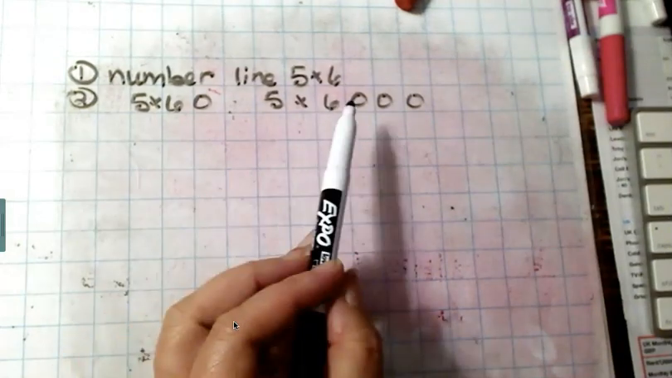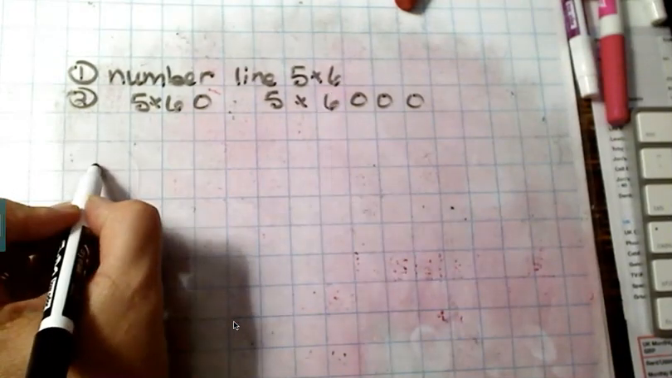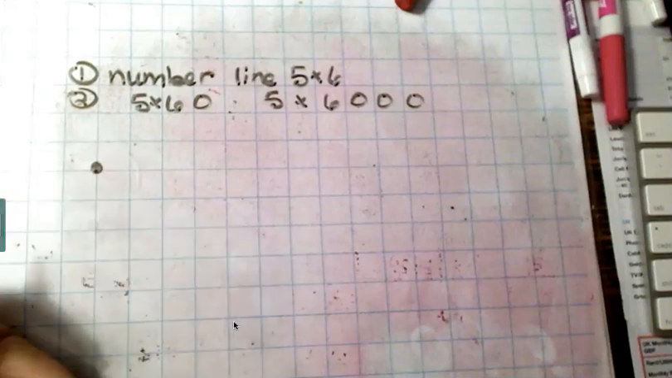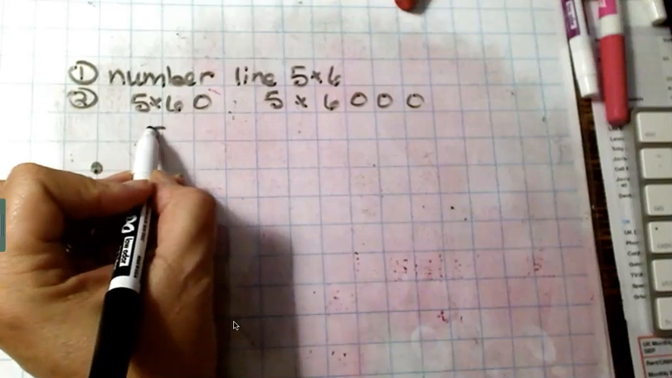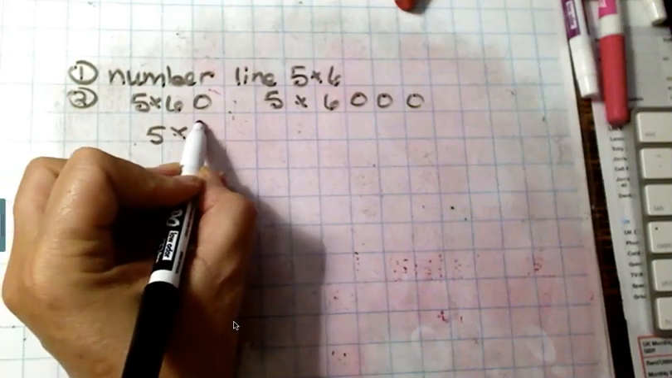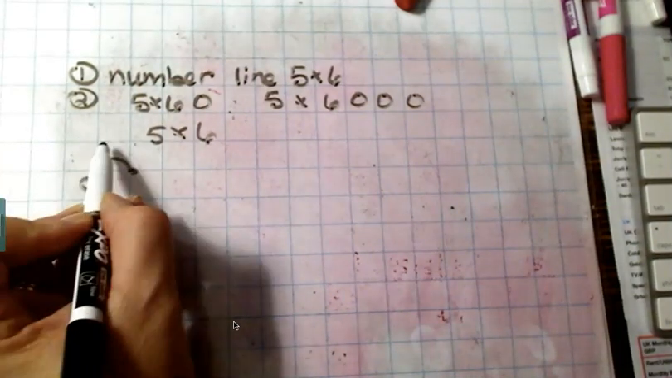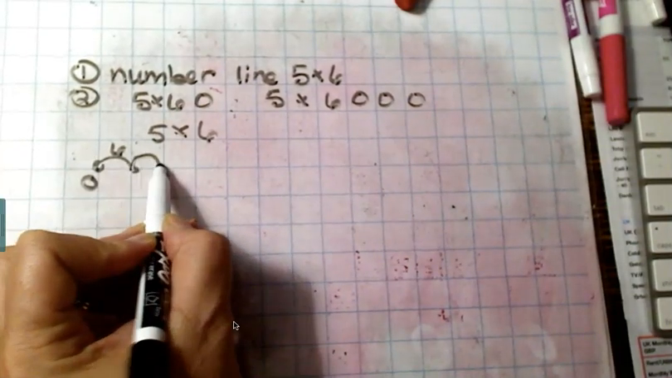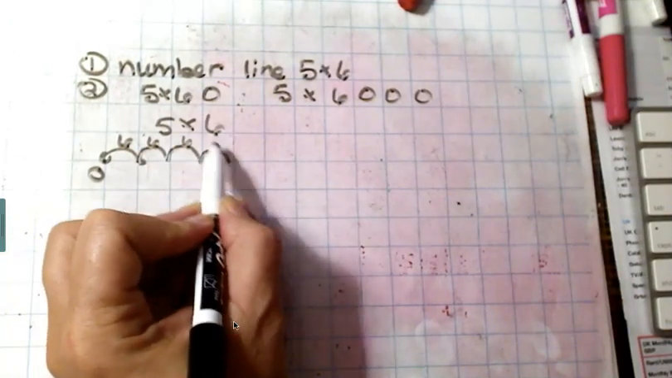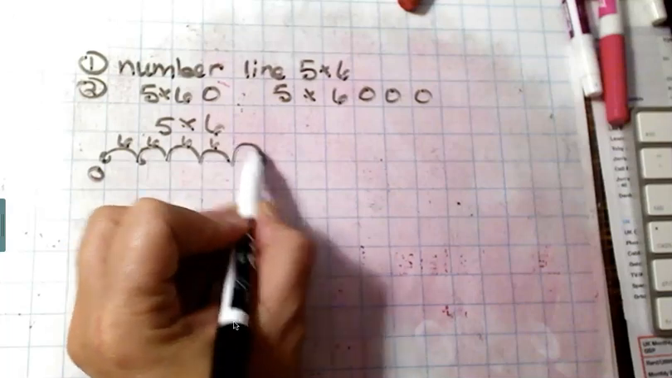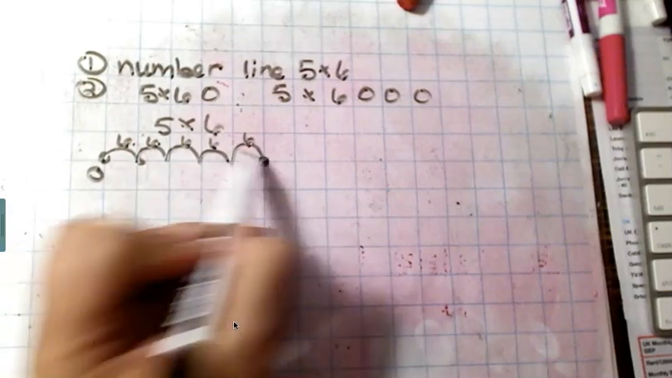How can a number line help me solve 5 groups of 6? Well, some of you are already doing that in your head. So here you have a number line. It starts with 0. Okay, I have 5 groups of 6. So here's my first group of 6. Here's my second group of 6. Next group of 6. Next group of 6. And next group of 6. 1, 2, 3, 4, 5 groups of 6.